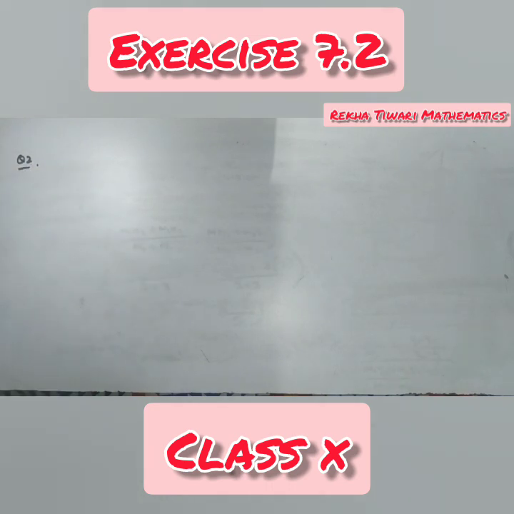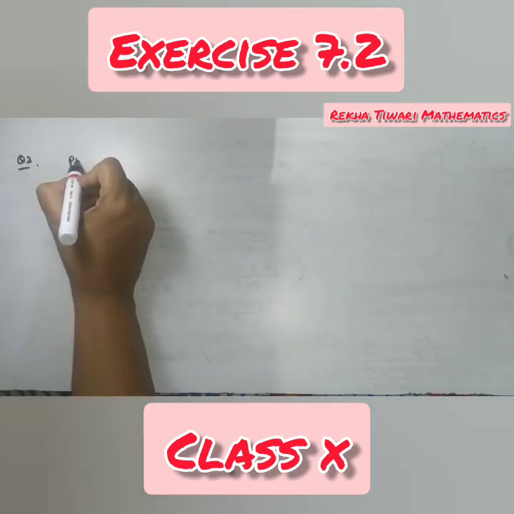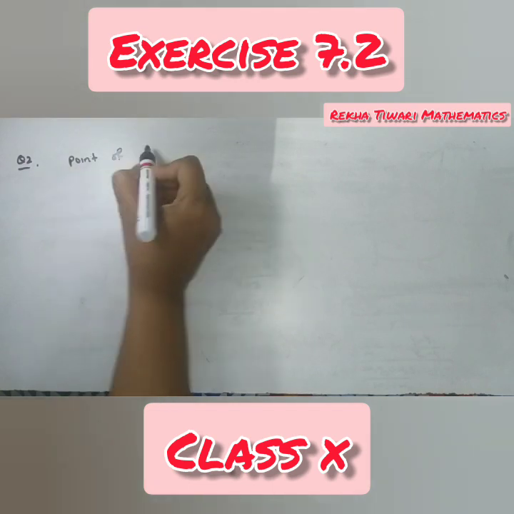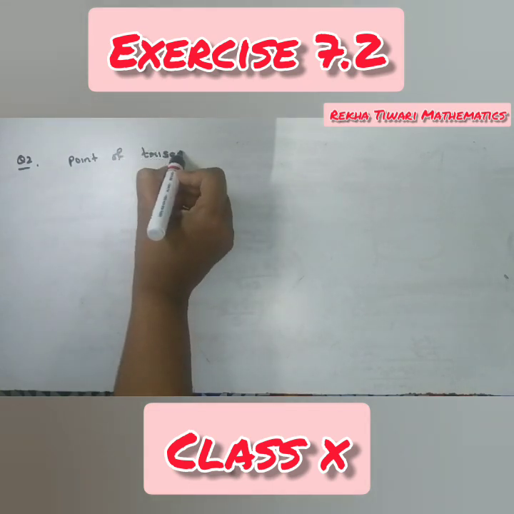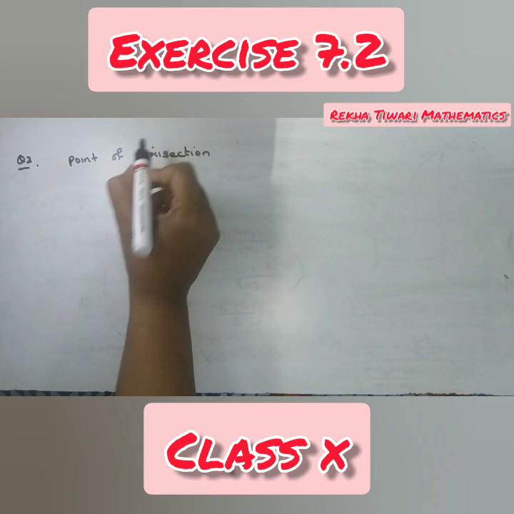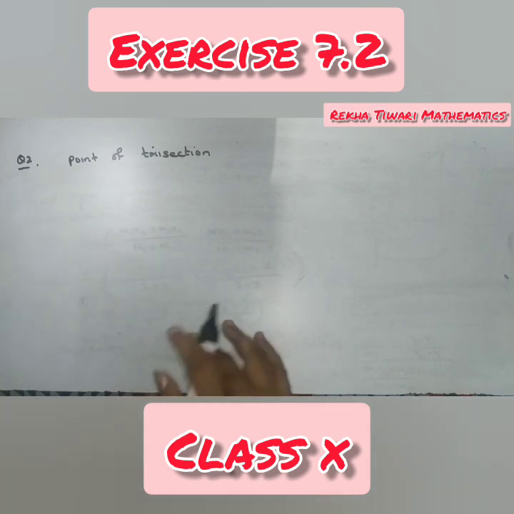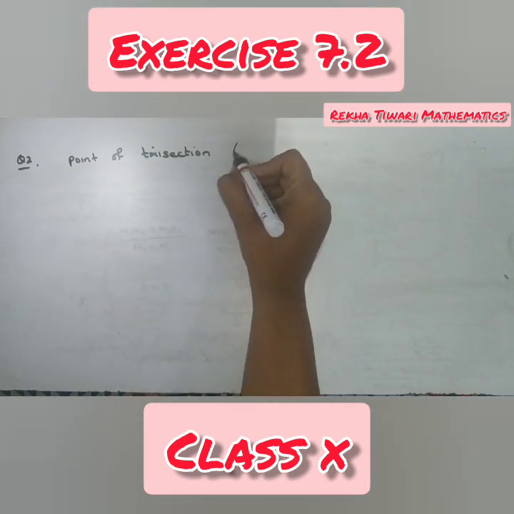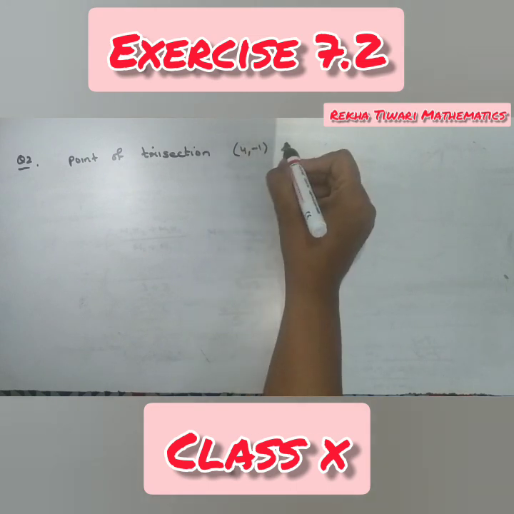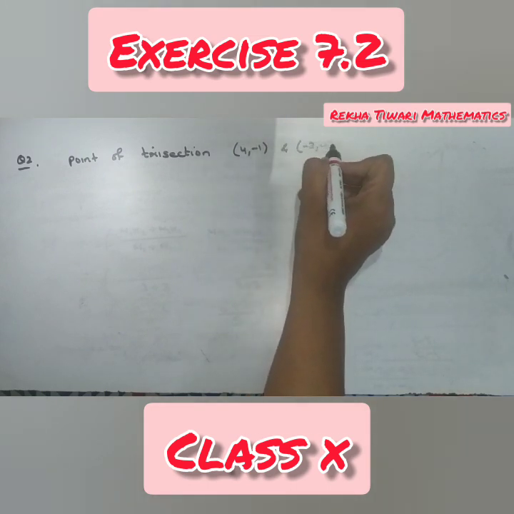Find the coordinates of the point of trisection. Trisection means which divides the line into 3 equal parts. Find the coordinates of the point of trisection of the line segment joining (4, -1) and (-2, -3).